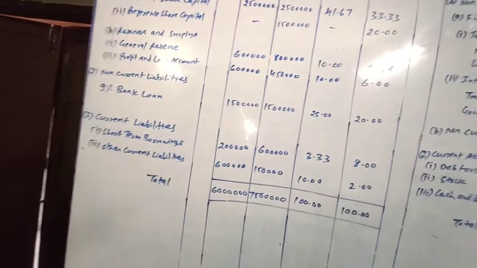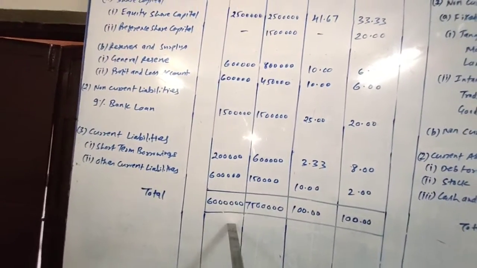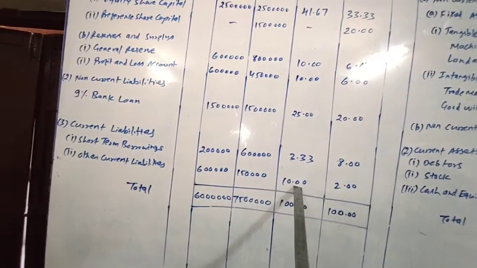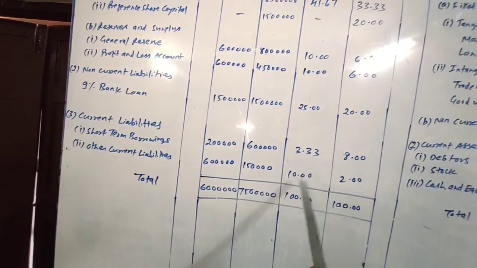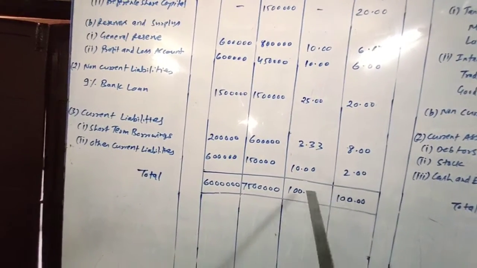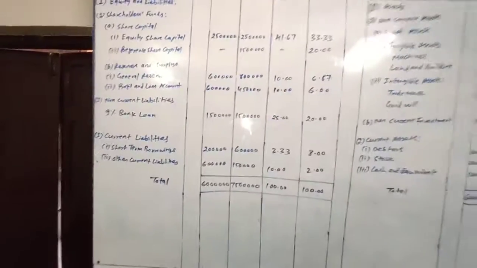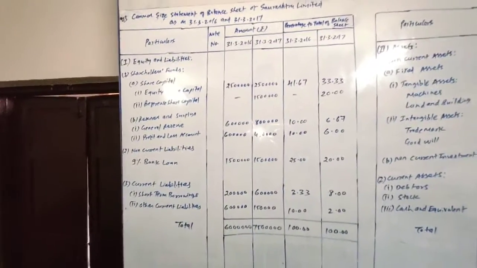Then other current liability, it is 6 lakh and 1 lakh 50,000. So 6 lakhs out of 60 lakh, so 6 lakh upon 60 lakh into 100 we get 10%, and 1 lakh 50,000 upon 75 lakh into 100 we get 2%. Right, and this is the total which is taken as 100%. So this is the common size statement for asset side.